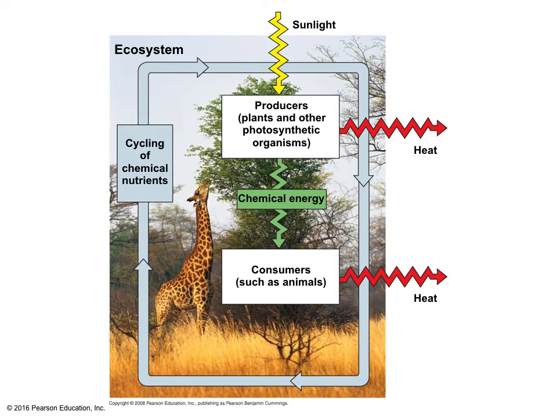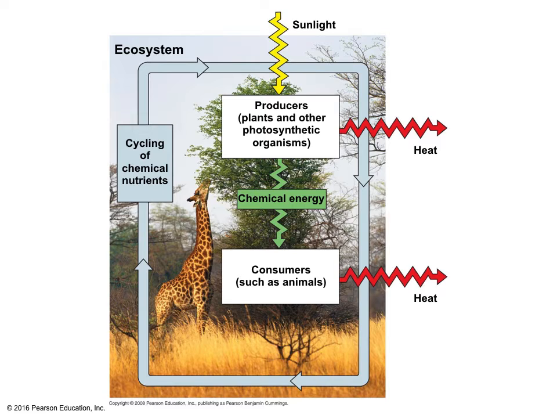So if we look at a schematic, you can see that sunlight comes down, and then the producer, or the plant, uses photosynthesis to capture that energy and make glucose. You also see that a large amount of energy is lost as heat. The transfer of energy is an imperfect system, and a lot of energy is wasted or lost as heat.